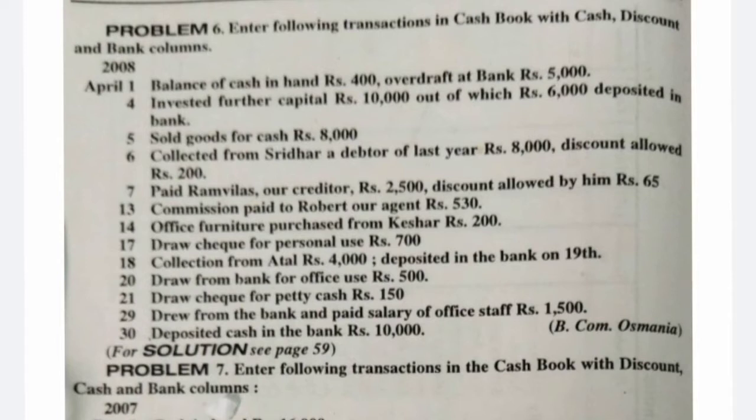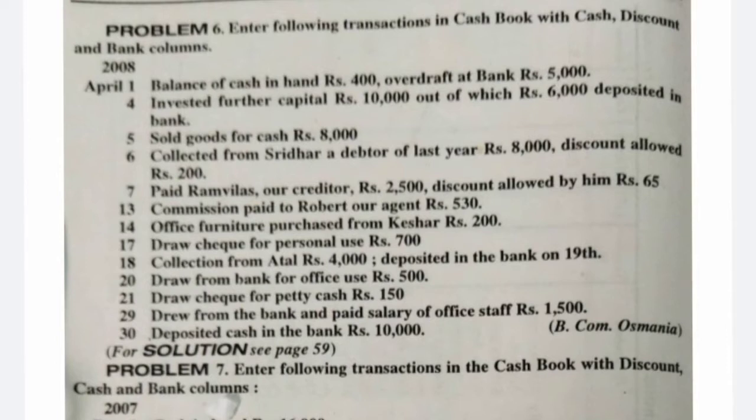Okay, so they have given the transactions in the month of April 2008. April 1st, balance of cash in hand rupees 400, overdraft at bank rupees 5000. Okay, so cash in hand is having the debit balance of rupees 400. So on the debit side in the cash book, to balance brought down 400 in the cash column, and overdraft at bank rupees 5000 is a credit balance. So OD, overdraft balance at bank, means it is a credit balance, so it will come on the credit side of the bank column in the cash book. So by balance brought down in the bank column 5000.